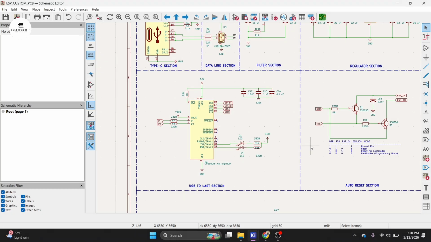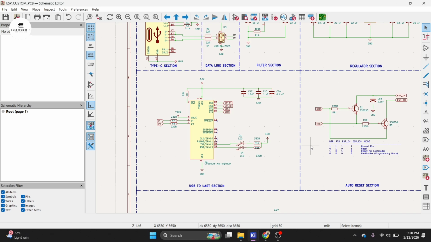In this video, we are going to design and understand one of the most important sections of the ESP32 board, the USB to UART and auto restart circuit. This is the circuit that allows your computer to upload code directly to the ESP32. And if this section is designed incorrectly, your ESP32 may not upload code at all.